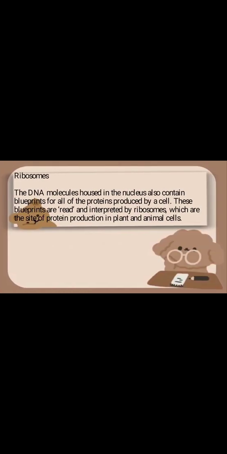Next is the ribosomes. The DNA molecules housed in the nucleus also contain blueprints for all the proteins produced by a cell. These blueprints are read and interpreted by ribosomes, which are the site of protein production in plant and animal cells. Ribosomes produce proteins by assembling amino acid sequences according to the instructions contained in the genetic code. The resulting polypeptide chains are then folded into specific primary, tertiary, or quaternary 3D structures by other cell organelles.